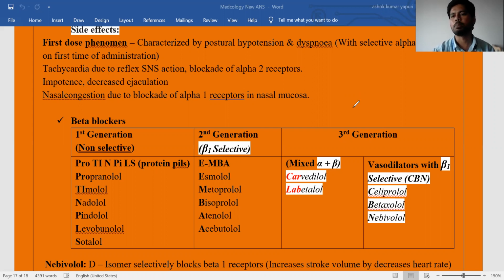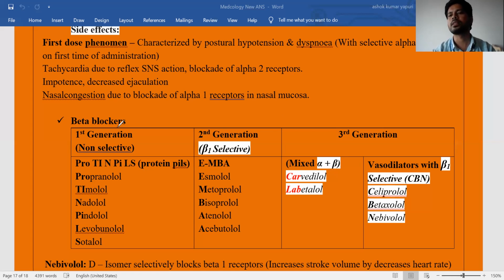So beta blockers are nothing but drugs that oppose the action of the sympathetic nervous system by blocking the beta receptors. The neurotransmitters in the sympathetic nervous system are adrenaline, noradrenaline, and dopamine. These neurotransmitters' action can be blocked by using beta blockers. The name itself indicates these drugs block beta receptors.